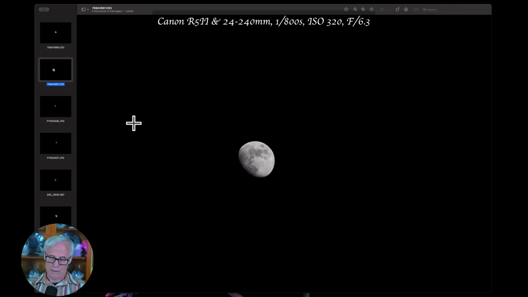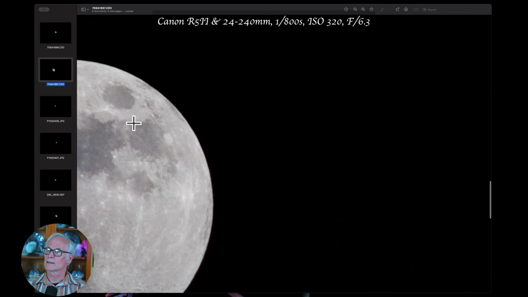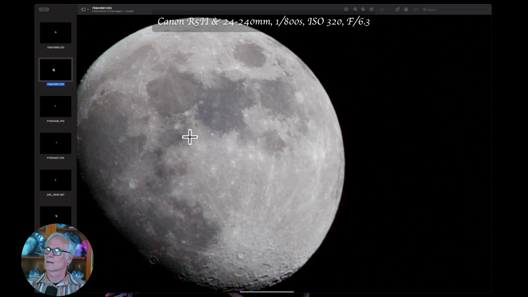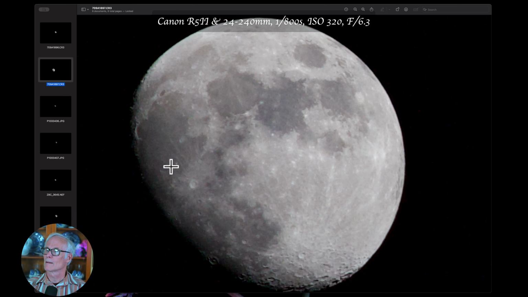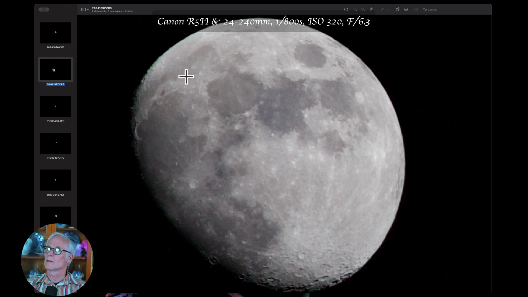One. Okay, come on. 2, 3, 4, 5, 6, 7. Okay, so in crop mode, it's a little bit bigger. All right. So I did 7 here. That's in full frame. That's in crop mode. Same settings. Okay. So as you see right there, R5 II, 24 to 240 millimeter, 1/800 of a second, ISO 320, f6.3 at 240 millimeters. Okay.